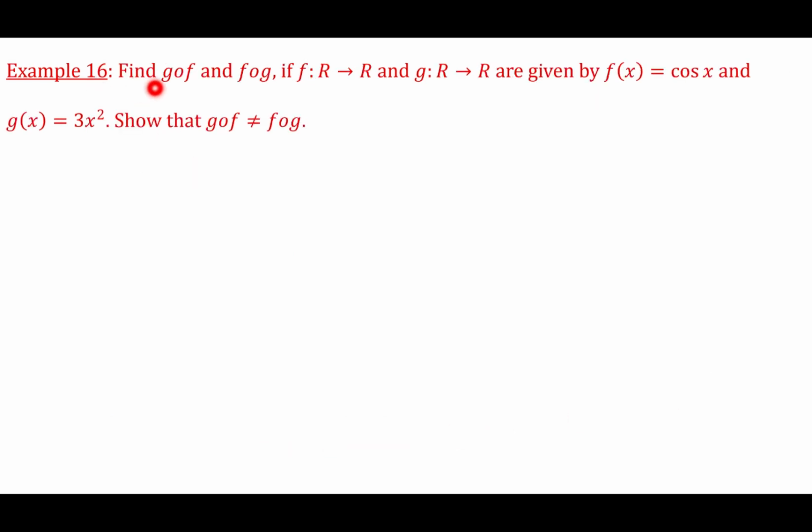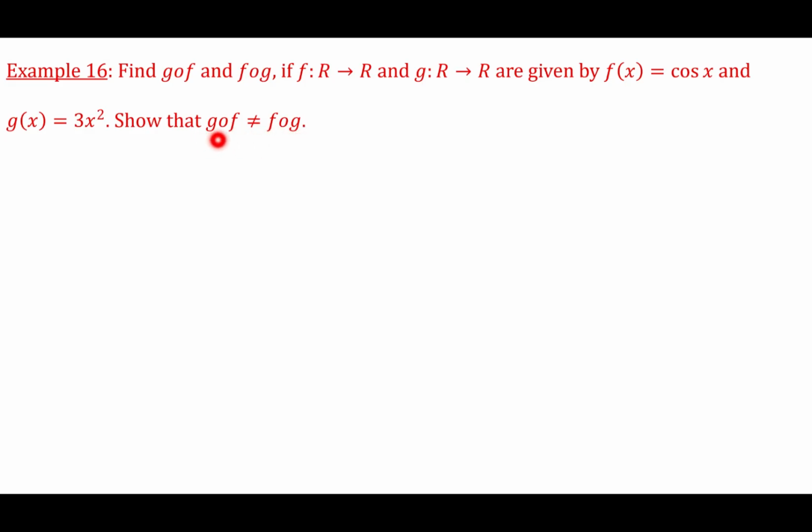Question 16. Find g circle f and f circle g. If function f maps from R to R and function g maps from R to R are given by f of x is equal cosine x and g of x is equal 3x squared. Show that g circle f is not equal f circle g.